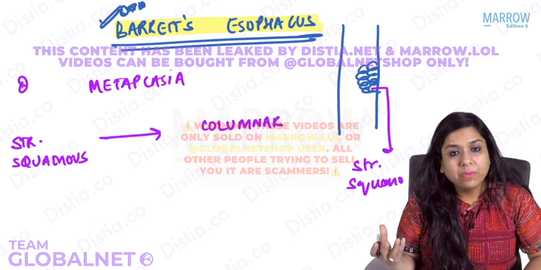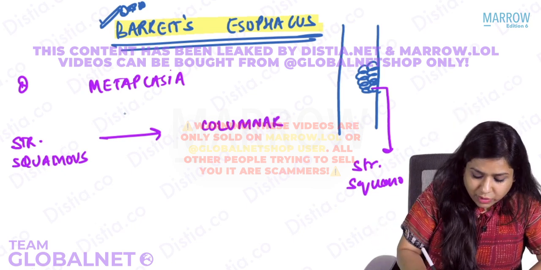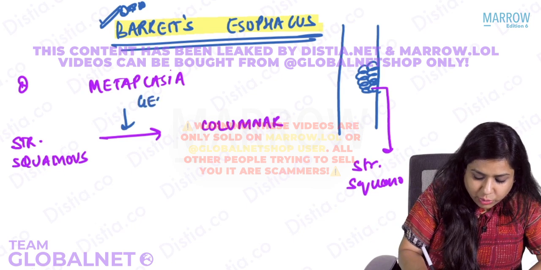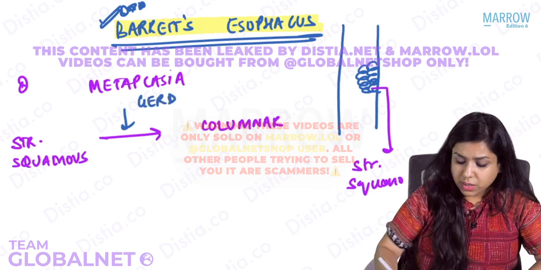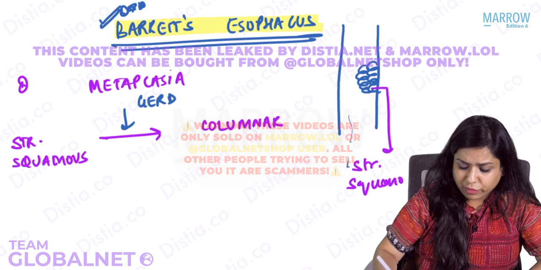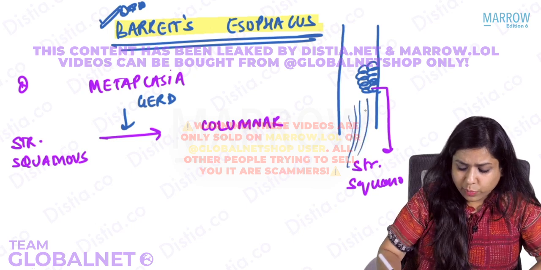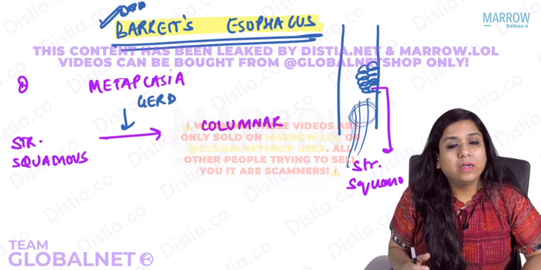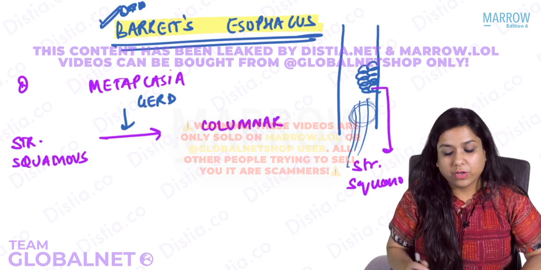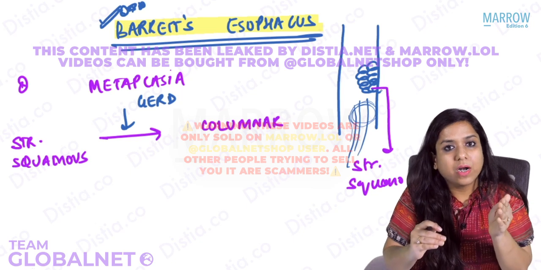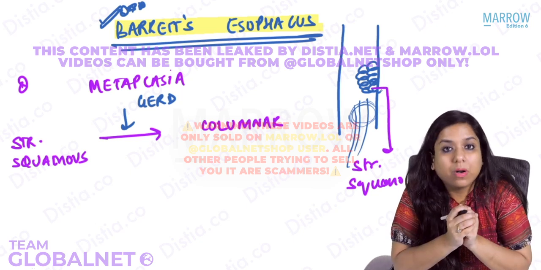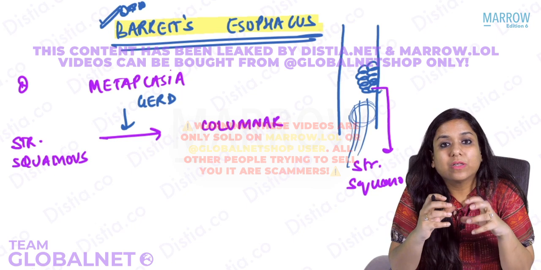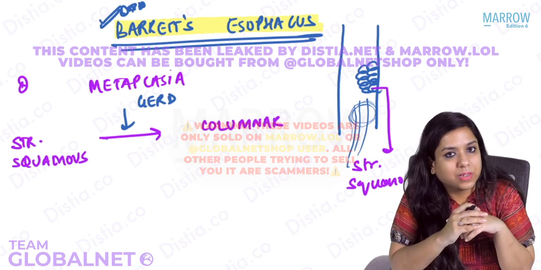And why does it happen? Because of a lot of risk factors like gastroesophageal reflux disease. Suppose my patient has a lot of reflux from the stomach. So it will keep on irritating the esophageal mucosa, and ultimately can lead to Barrett's esophagus. So the epithelium from stratified squamous will convert into columnar epithelium. That is why this is called as a metaplasia, right?